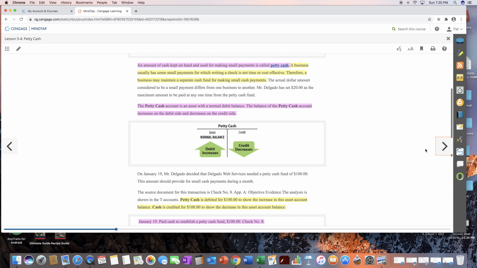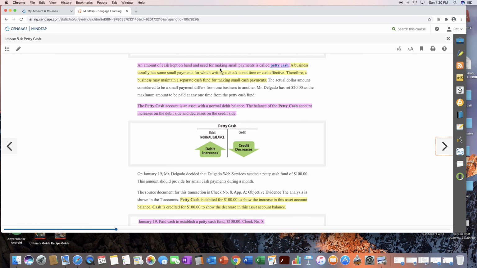So what is petty cash first? Petty cash is an asset that has a normal balance. It increases on the debit side, just like you've seen with the T account: normal balance debit, increase on the debit and decrease on the credit. So petty cash is an asset. The amount kept on hand is small. The amount of cash kept on hand for making small payments is called petty cash.